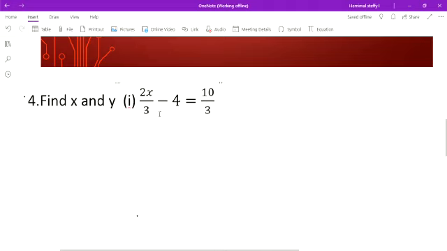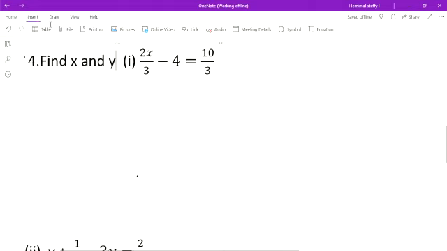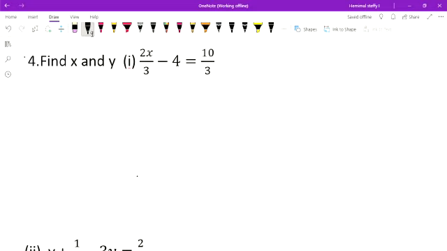First question is 2x by 3 minus 4 is equal to 10 by 3. How can you solve the sum? First I am going to solve the sum. Take the equation: 2x divided by 3 minus 4 is equal to 10 by 3.